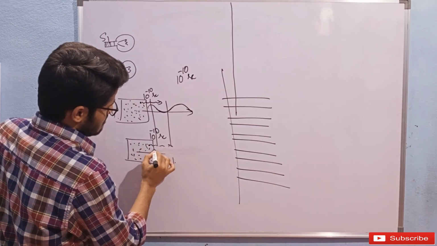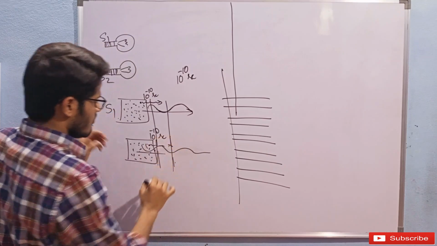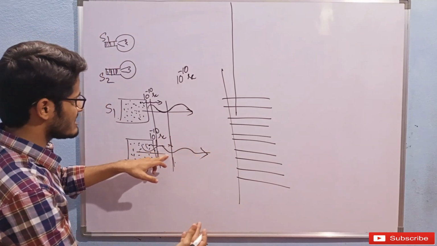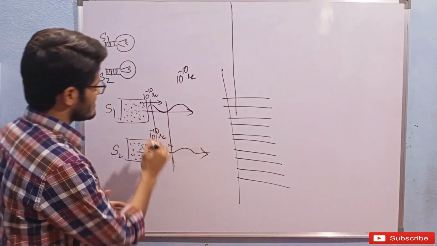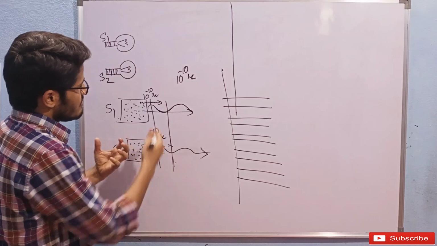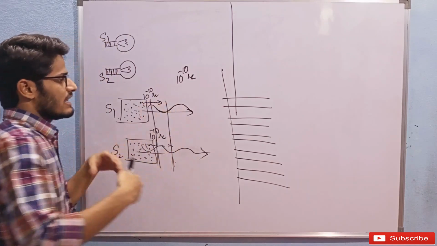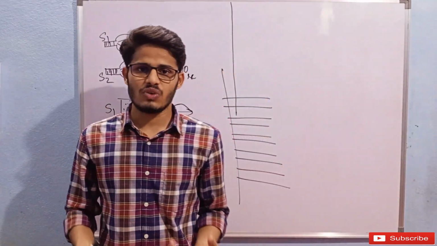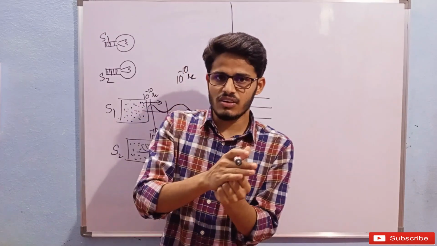This might come something like this, and this wave does not have any phase relation with this one. You can't get a fixed phase difference between them. The phase difference between the lights from these sources can't be fixed, because it will change within 10 power minus 10 seconds.